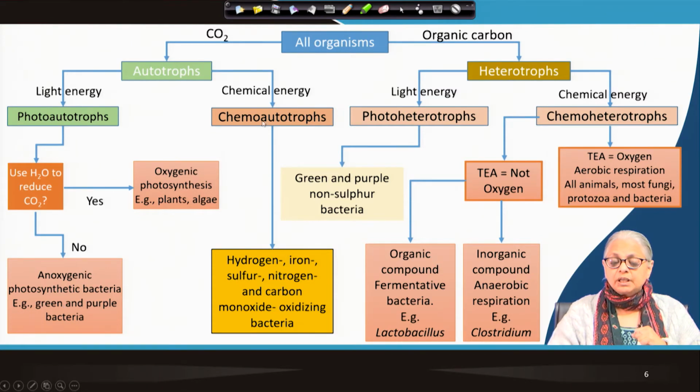Then we come to chemoautotrophs. Chemoautotrophs, like I just mentioned in the previous slide, are capable of utilizing several inorganic compounds. These are the lithoautotrophs. You can use the term lithotrophs or chemoautotrophs. Both are equally acceptable. Hydrogen, iron, sulfur, nitrogen, and carbon monoxide oxidizing bacteria are all examples of chemoautotrophs.